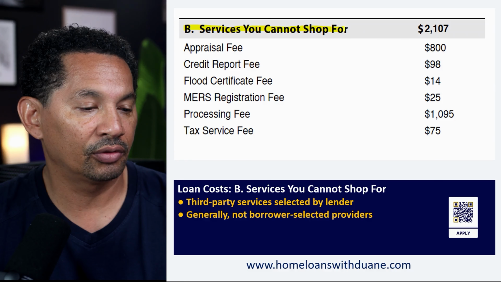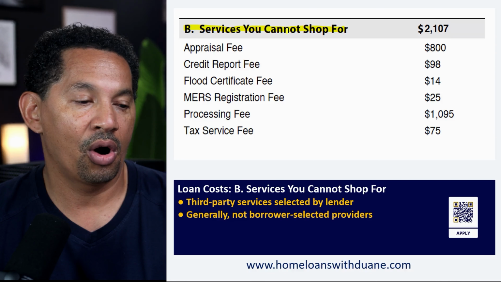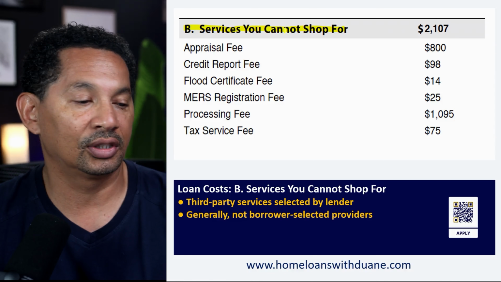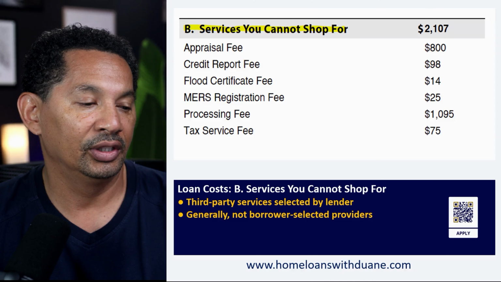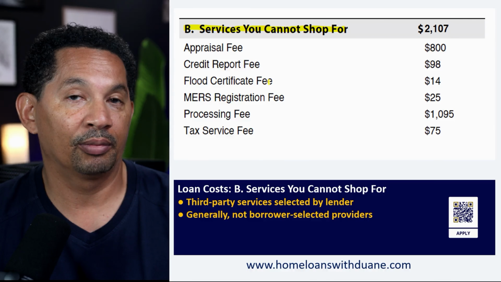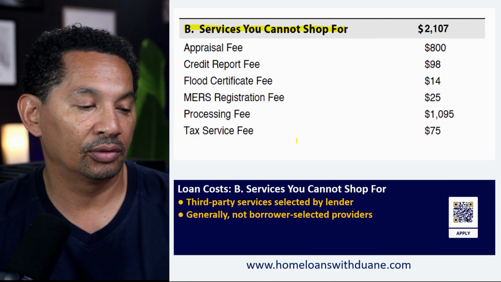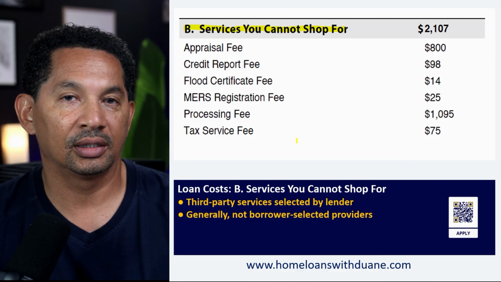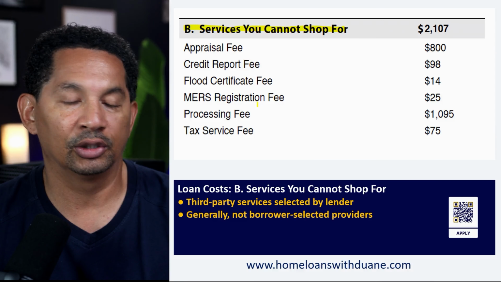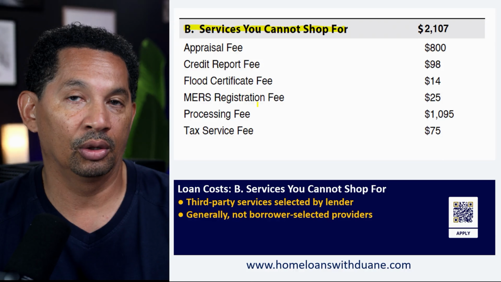Okay, now on to Section B. You can see here it says services you cannot shop for, and cannot means that the fees here are standard fees. You cannot search to see if you can get a lower fee anywhere else. This includes the appraisal fee, which is $800. Then you have your credit report fee and flood certificate fee, which confirms if your property is in a flood zone or not. Then the MERS registration fee, the processing fee, and the tax service fee. These are fees to help process and lender fees associated with the appraisal and credit report. So again, these are services you cannot shop for and are part of your closing costs.